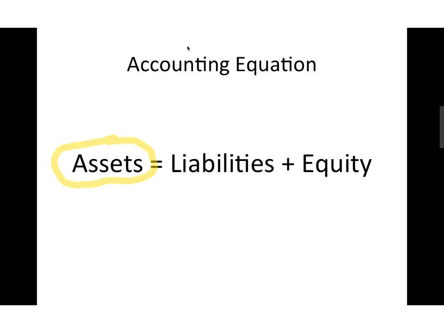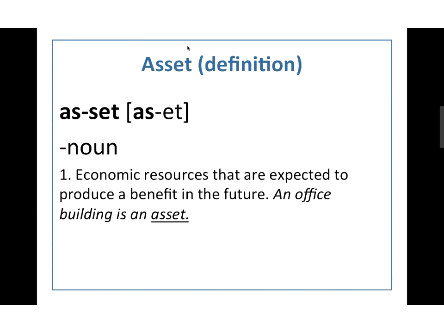Okay, so now we're going to look at some more examples. From a business standpoint, our assets. Okay. Assets, the technical definition, it's in your book, but the definition is economic resources that are expected to produce a benefit in the future. So an office building is an asset.